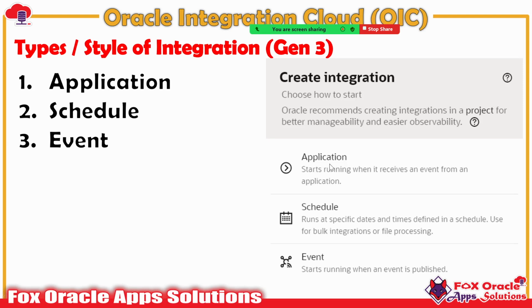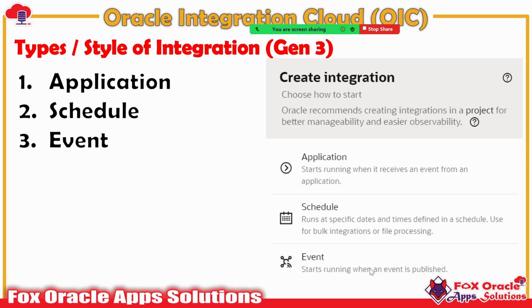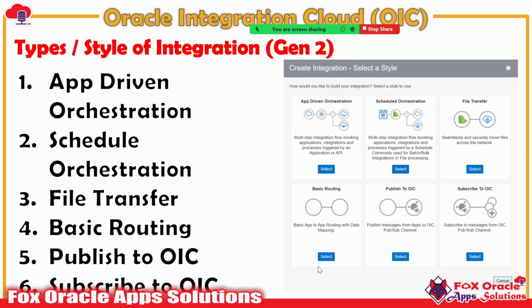The first is application, the second is schedule, and the third one is event. So how can you relate all these things to generation 2? You can see we have publish to OIC and subscribe to OIC. The combination of these two has moved to the event part. So in generation 3, they introduced a new pattern, that is event. And in that event only, we can achieve the publish to OIC integration and the subscribe to OIC.